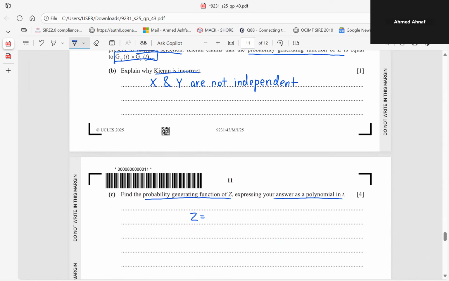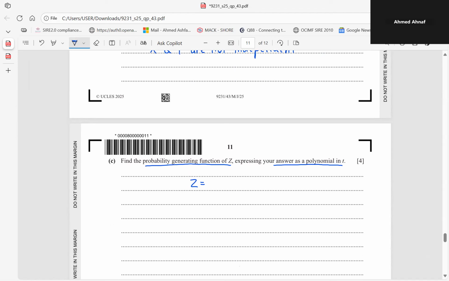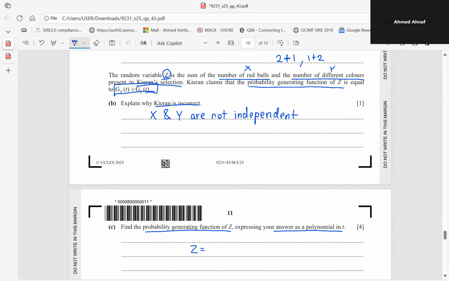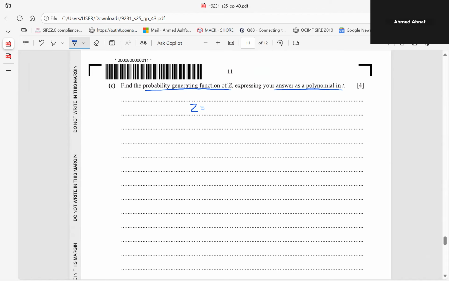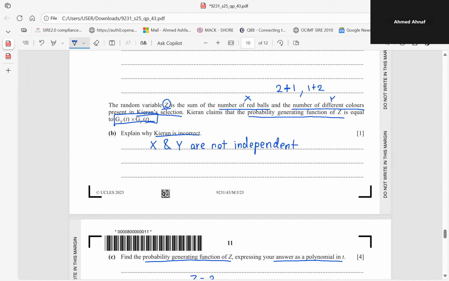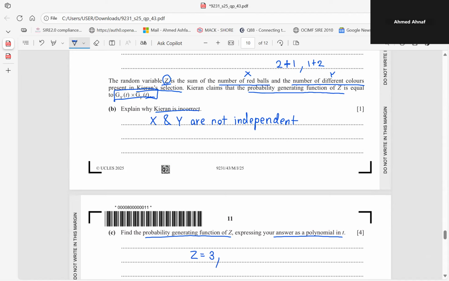Okay, so to do this, let's take one scenario where both of them are red balls. So you have two red balls and only one color. So that's three. And then you have one red ball and one blue ball. That is one red ball plus two colors. That's also three.